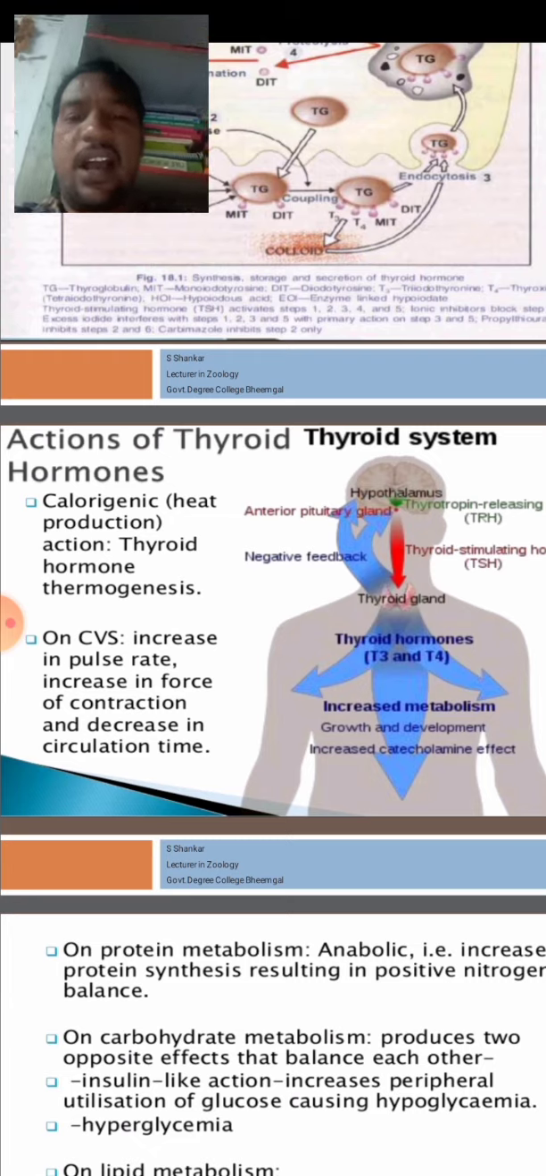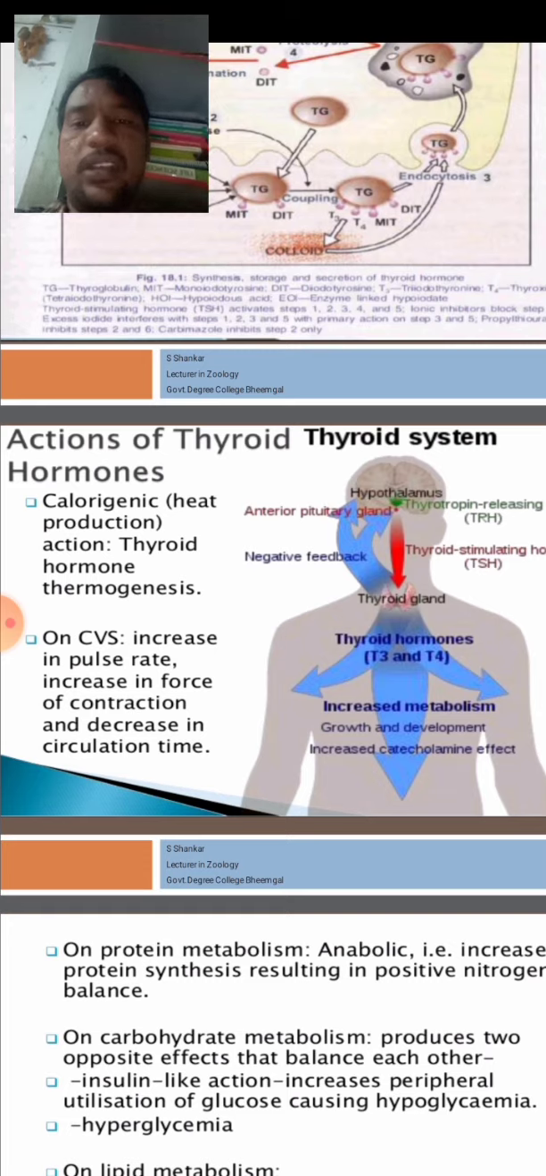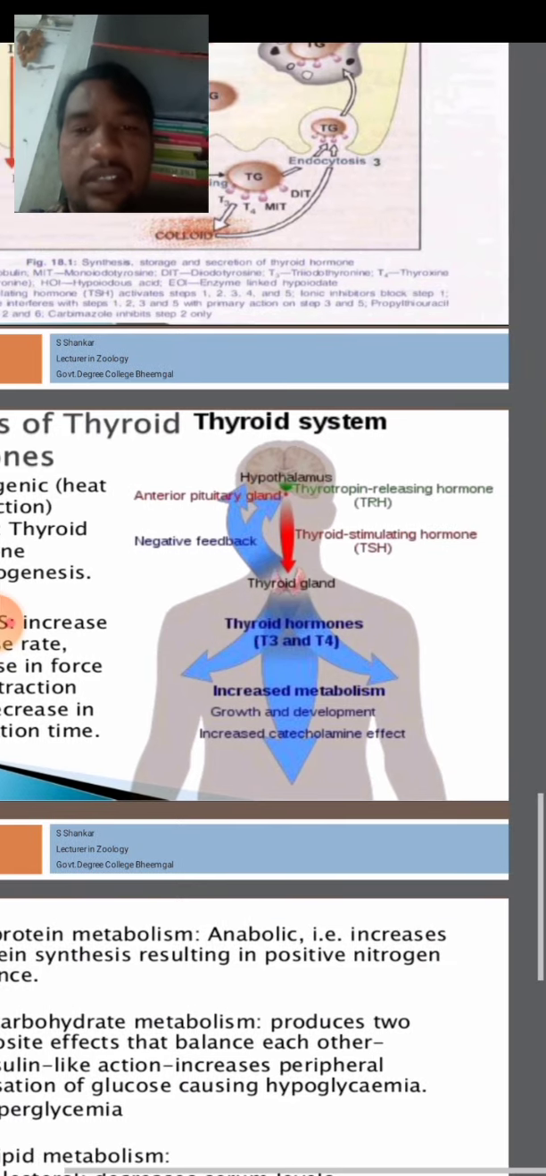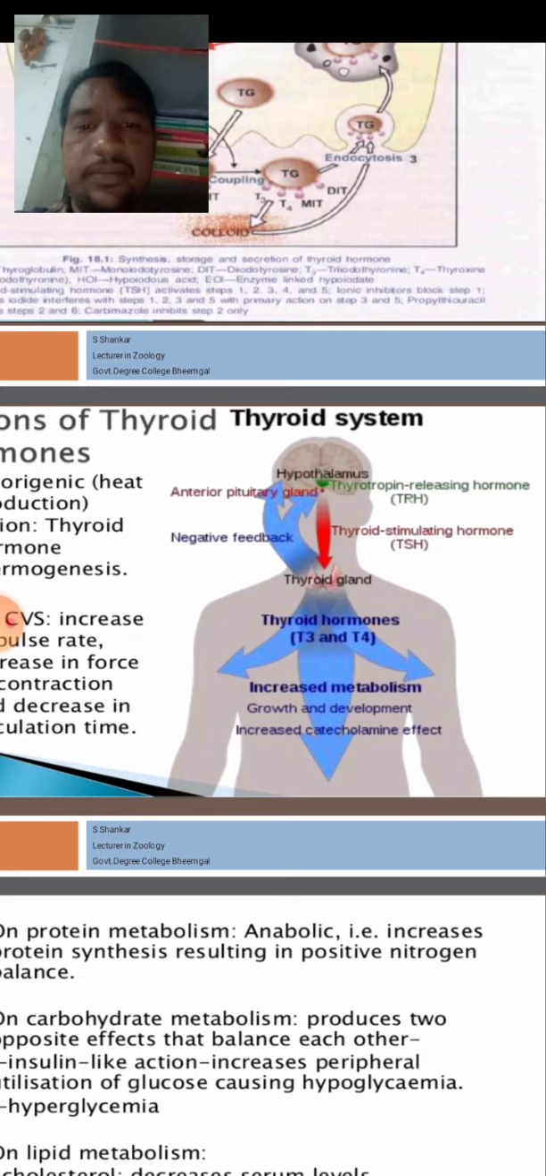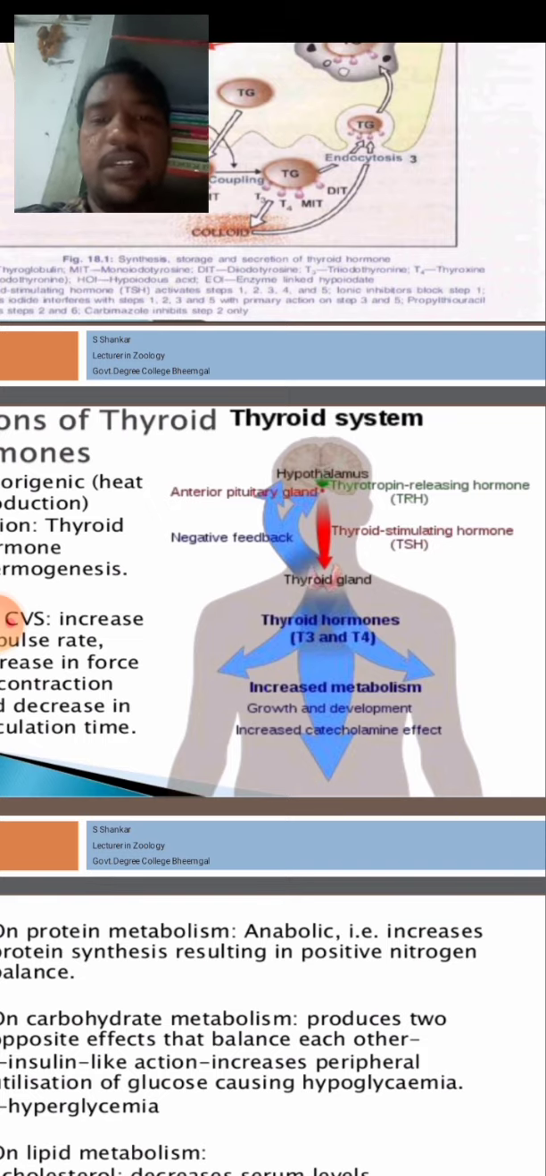Cholinergic heart production, action of thyroid hormone, thermogenesis. The first one is the hypothalamus and thyrotropin releasing hormone from the anterior pituitary gland. Negative feedback. Thyroid stimulating hormone, TSH, acts on the thyroid gland.